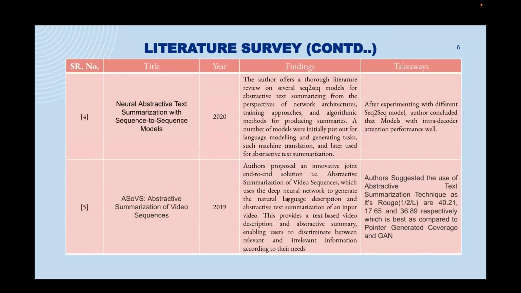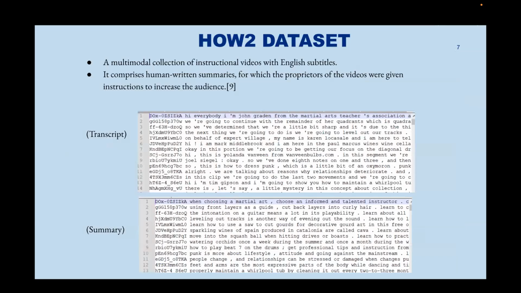Now I'll go to the dataset used in our system for model training. We have used the How-To videos dataset for our system, in which English subtitled educational videos are present in a variety of formats. It consists of summaries produced by humans, for which the owners of the videos were told to draw in more viewers. Here is an example of how the dataset looks. This is the example, the transcript and the summary. Now Tushar will go through the model selection process.